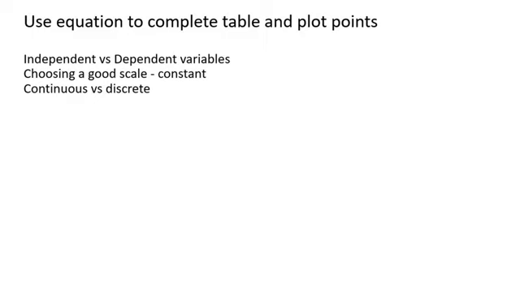Hey guys, so in this lesson we're going to do quite a few things. Mainly we're going to use equations to make tables, and then we're going to plot points. And then these are some things that you've maybe heard your teacher mention, and I'm going to talk about them in all of our examples: the idea of independent versus dependent, choosing a good scale so that your graph looks good, and then something called continuous versus discrete. I'll mention that in all of our examples.